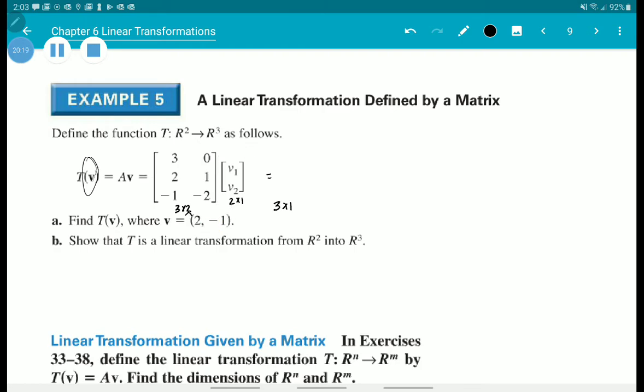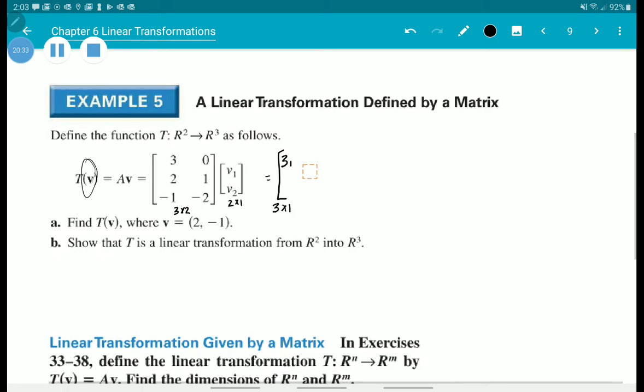Now, if I were to multiply this out, erase my arrow there, look what happens. We're going to have 3 times v1 plus 0 times v2. We're going to have 2v1 plus v2. And then we're going to have negative v1 minus 2v2.